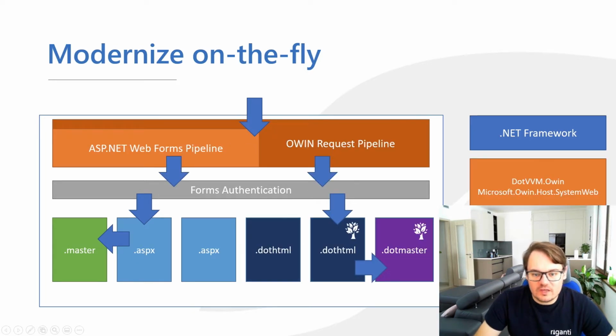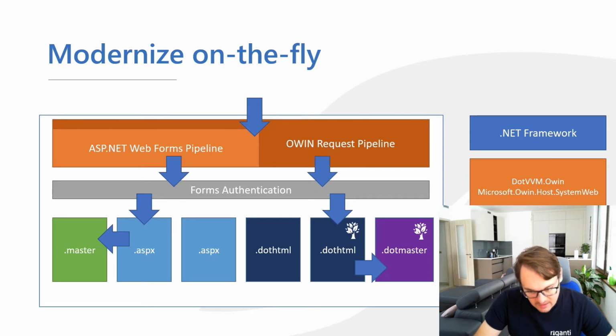To use DotVVM inside of Web Forms projects, you need to install two NuGet packages, DotVVM.Owin and Microsoft.Owin.Host.SystemWeb. The second package will add an OWIN request pipeline in front of the Web Forms pipeline. So if the application gets an HTTP request, it goes to the OWIN pipeline first, and that's where DotVVM is hooked up in this pipeline.